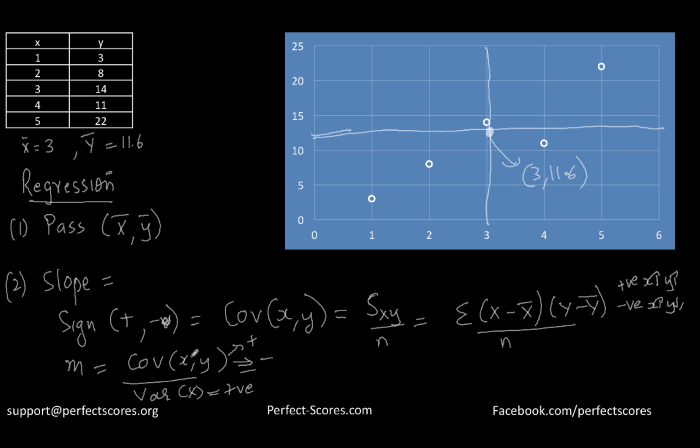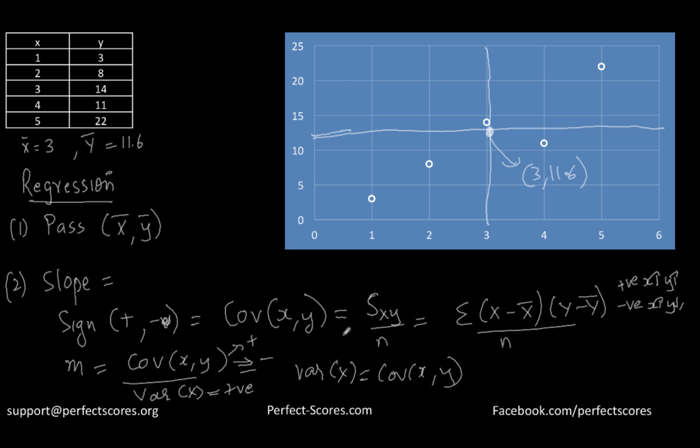Now, if covariance of x and y and the variance of x are the same, then the slope is going to be 1. Simple as that, right? And it makes sense because if the slope is 1, that means the rate of change of y and the rate of change of x is the same. That means the variance of x is equal to the covariance of x and y, isn't it? That means the rate of change of x is equal to the rate of change of y, right? That means the slope is equal to 1.